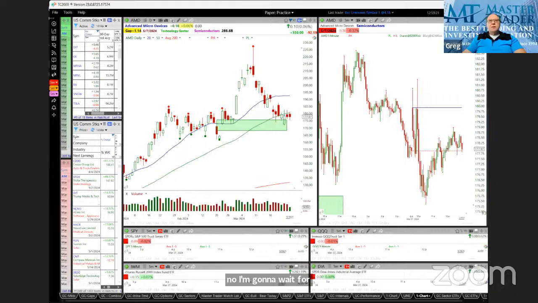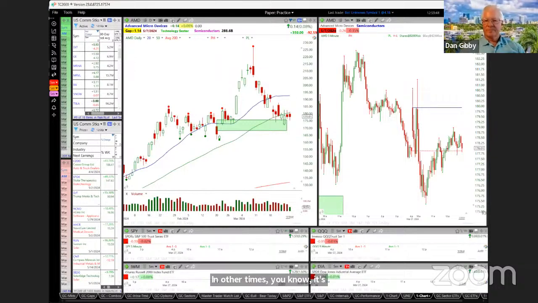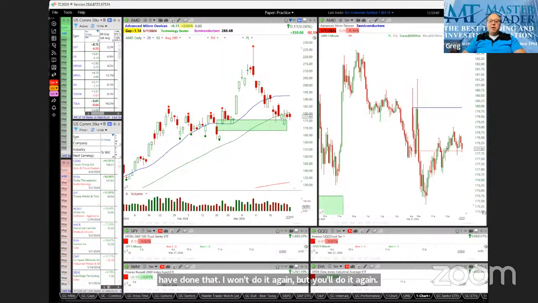So there's this idea of fear of missing out, and that is something you have to just fight or deal with. It's a reality of trading, making mistakes and pressing the button. Sometimes you get lucky, and other times it's like, I knew I shouldn't have done that. I won't do it again, but you'll do it again. It's just part of what comes with learning to stick to your plan.